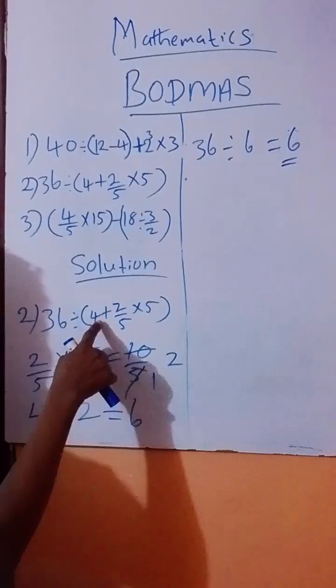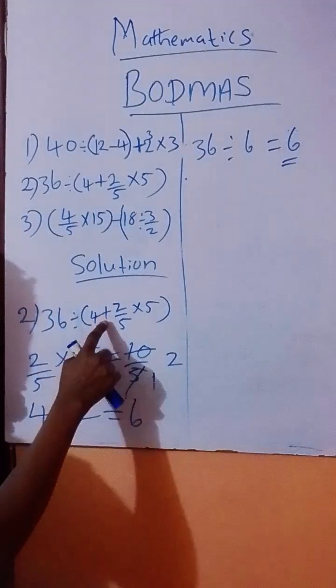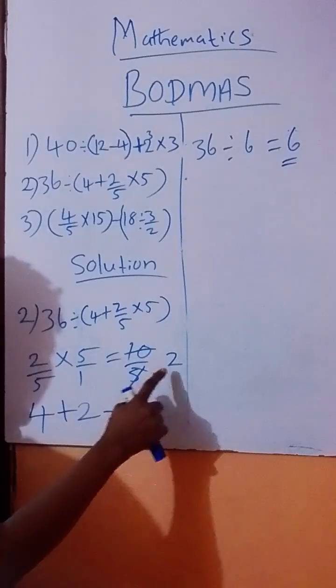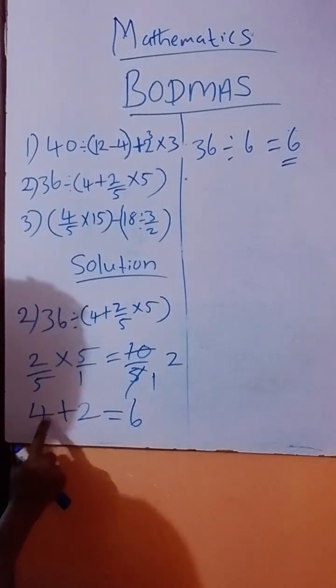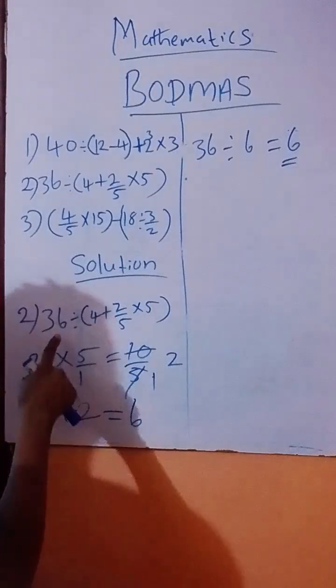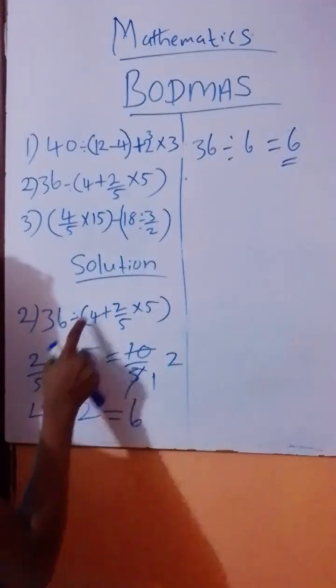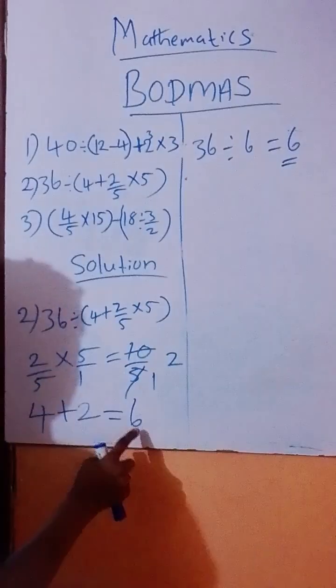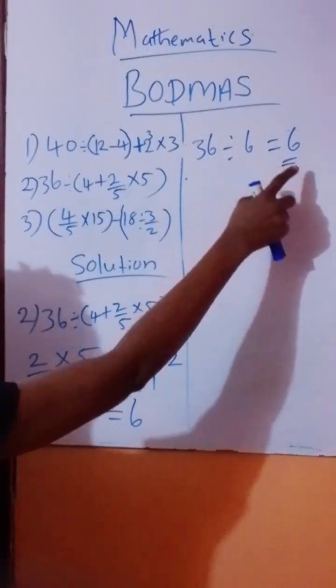Then don't forget that we still have 4 here. This 4 here, bring it down. This plus sign, bring it down. This your 2 that we got from here, bring it here. That is 4 plus 2 gives us 6. This is our 36. Our division sign, this is it. This 6, this is it. 36 divided by 6 is going to give us 6.